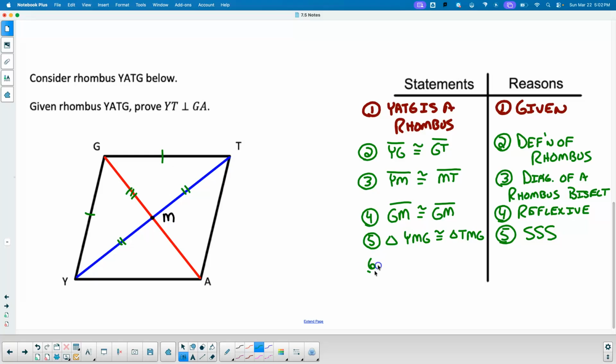Which means then that angle YMG is congruent to angle TMG. This angle here is congruent to that angle there. That's our old friend: corresponding parts of congruent triangles are congruent. I shouldn't say old friend. Old friend for me, new friend for you.